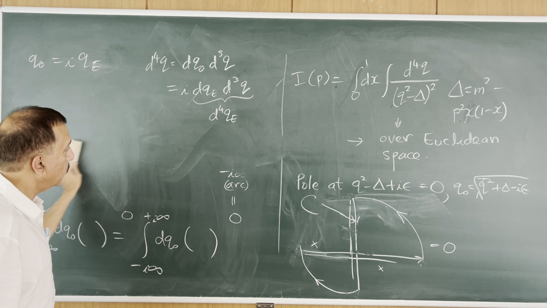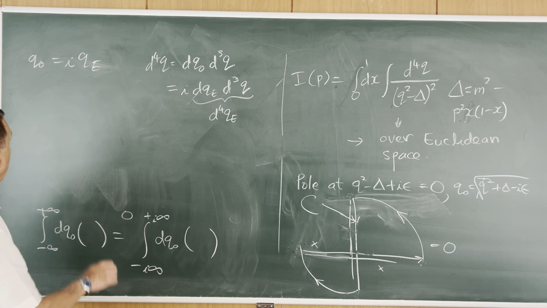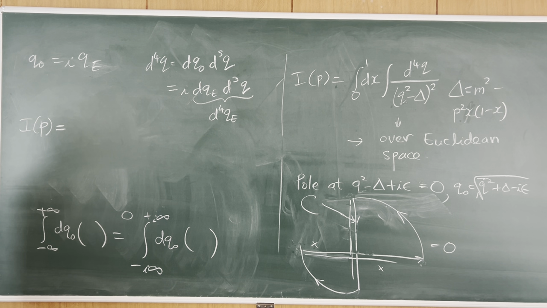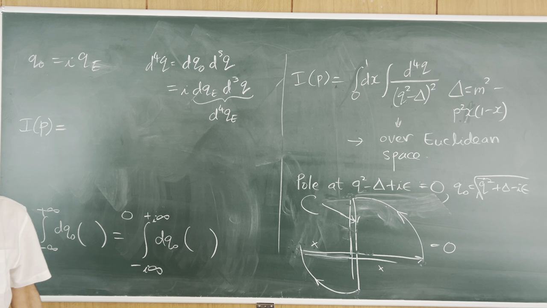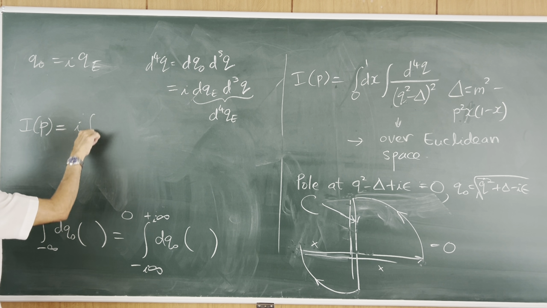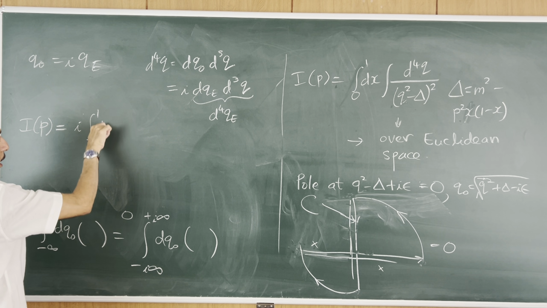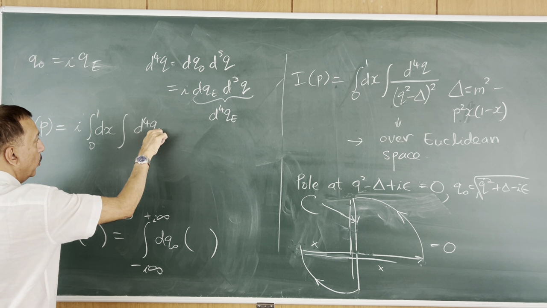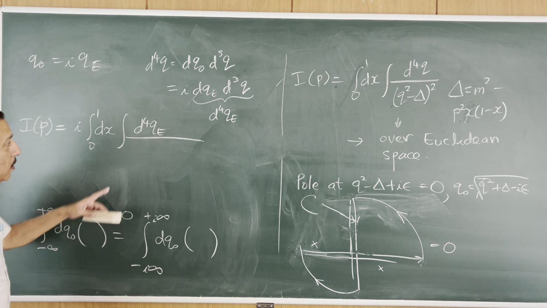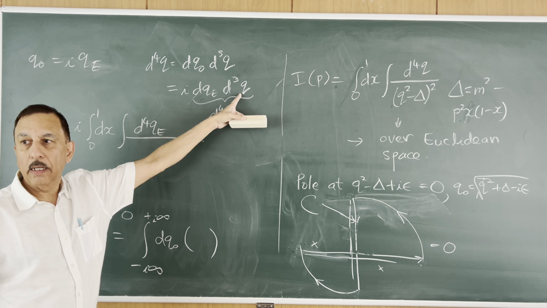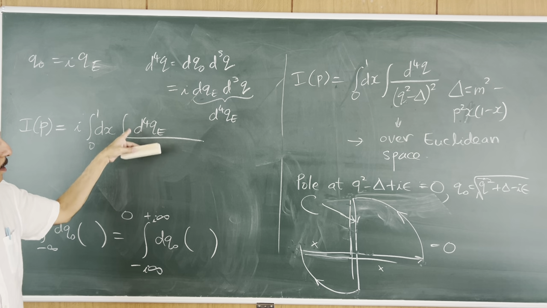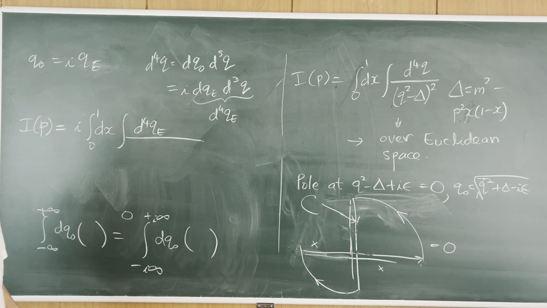And now I just write my I of p. So this is an identity. I haven't really done anything. I've just exchanged one contour for another. So this I is the integral from 0 to 1 of dx. Then the measure is now d4qE, which is dqE d3q vector. And so together it makes a nice Euclidean 4-vector.